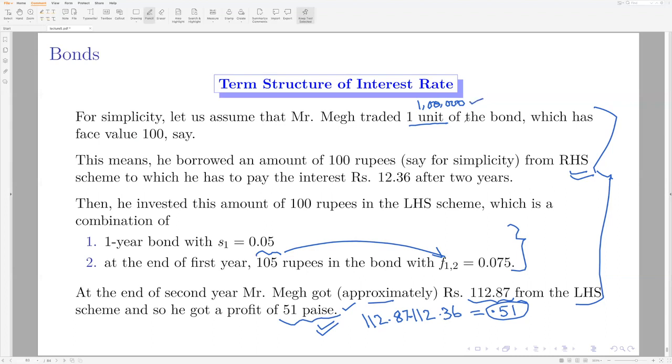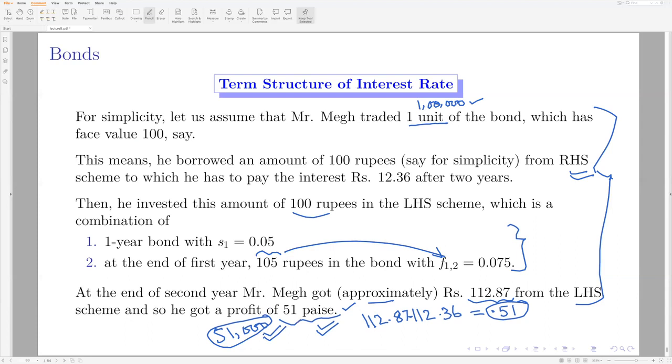So it means 1 crore rupees he got from the left hand side scheme, and he just invested into the right hand side scheme, and just did his own job. He did not care about it. There is no risk at all. So if he does that, at the end of 2 years, he got 51,000 rupees without putting any effort. The market has given him a riskless and principal-less profit of 51,000 rupees. Such an opportunity is called an arbitrage opportunity.